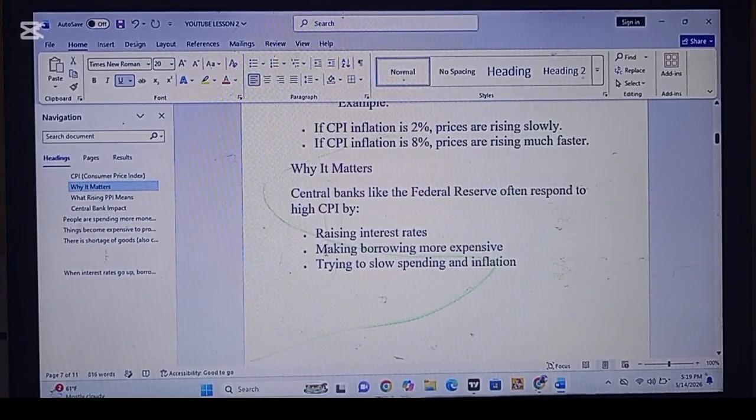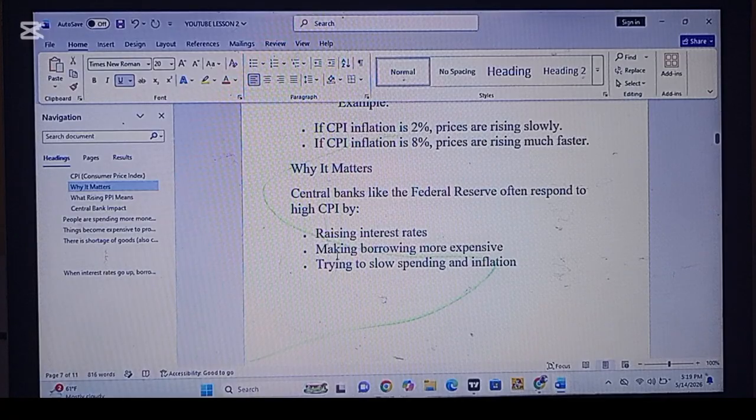And if they raise interest rates, what does it do? It makes borrowing more expensive. So you'll find a lot of people are borrowing less, and this curbs their spending and it reduces inflation. It is as simple as that.